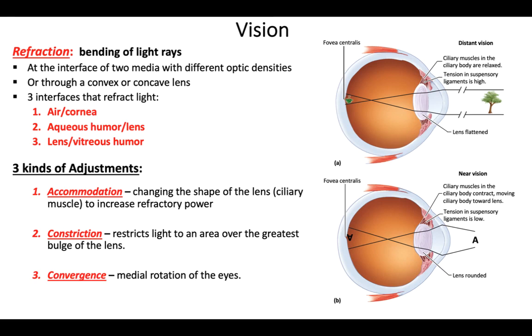And then we also can converge. So since we have two eyeballs, we can converge on an object. All right. So for example, if there's an object, let's say there's a bug on the tip of your nose. Well, you know that your eyes are converging onto that object.